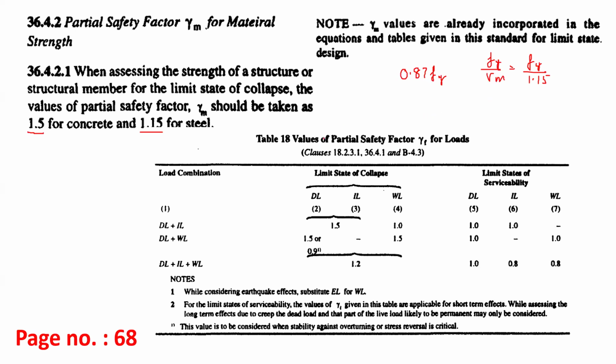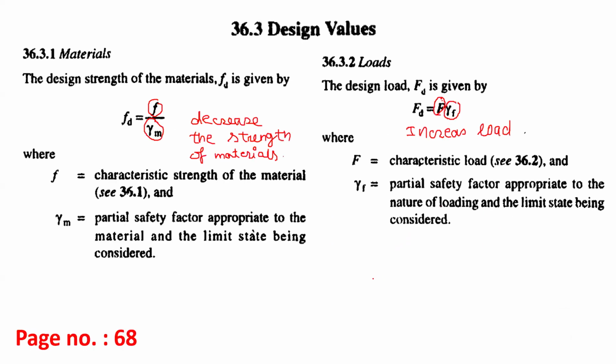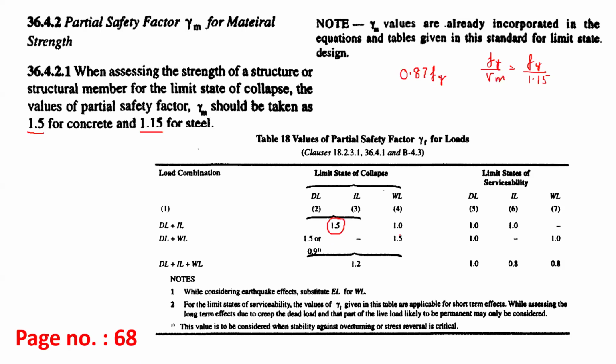Now for load combination, so you can see for limit state of collapse, we have this value, that is 1.5. Gamma f for loads. Then we have dead load plus wind load. So we are taking dead load 0.9, wind load we have 1.5. Then this is for limit state of collapse, and for limit state of serviceability, values are given over here. We need not require to remember these values. So you can see in last, we have mentioned over here, that is gamma f, partial safety factor for loads, and that are given in table number 18, page number 68.